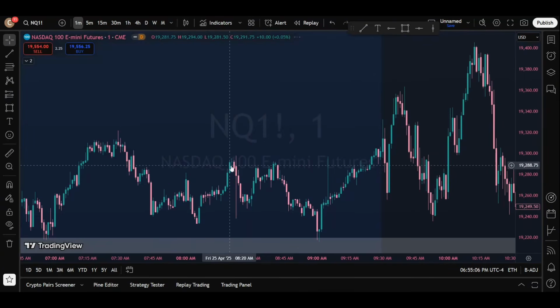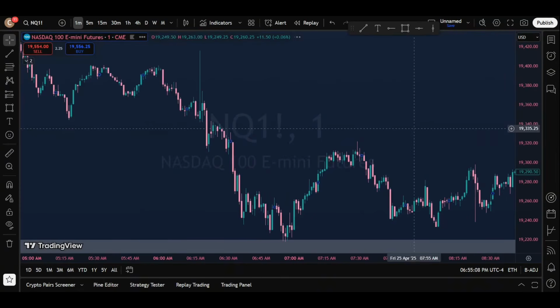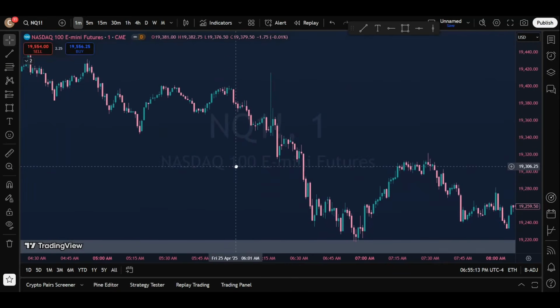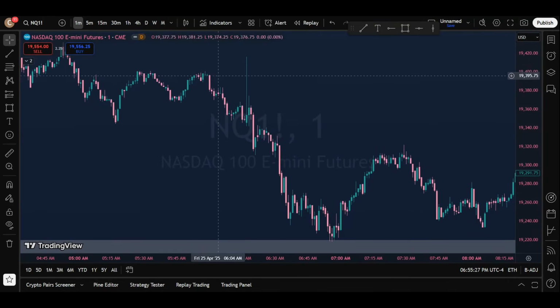Let's go back to 6 a.m. and see what was going on in the market. All right. So here we are at 6 a.m. when the market was dropping. Look at that liquidity sweep there. We'll get into liquidity later.